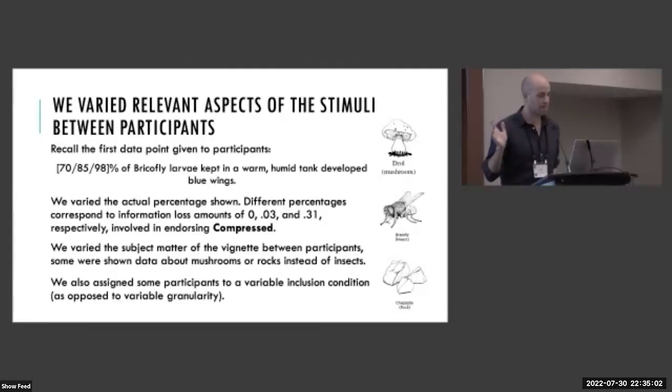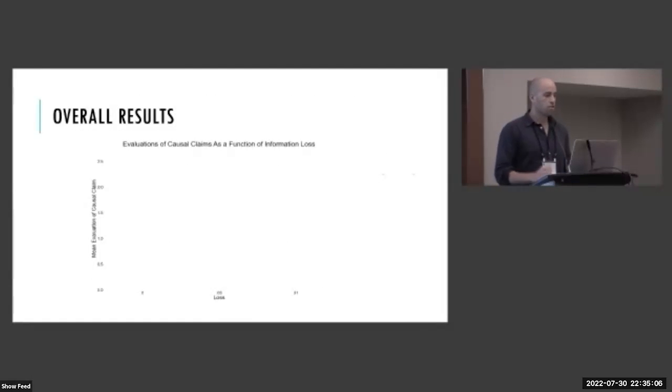And I actually have appendix slides where I show what the stimuli looked like in that case. So here are our results. On the x-axis, you're going to have the amount of information loss for the vignette shown to a participant if they were to choose the more compressed causal claim. So the amount of information loss that's involved in compression is shown on the x-axis.